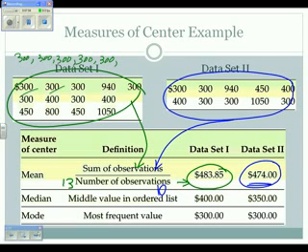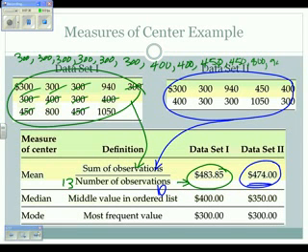And then that's all the 300s, right? Okay. And then 400, 400. And then 450, 450. And then 800. And then 1050. Okay. And since we have 13 data values, which data value will be the center?